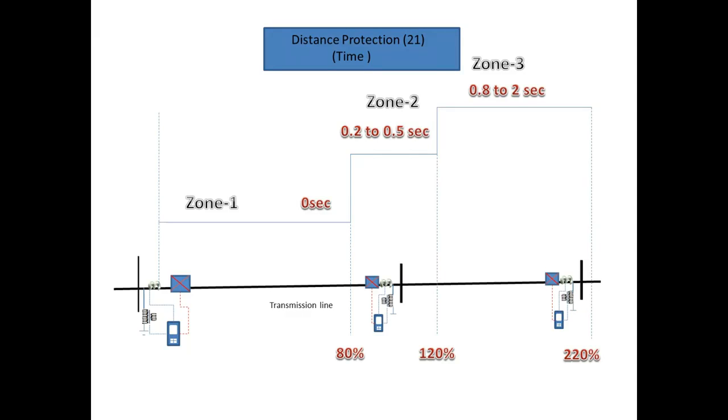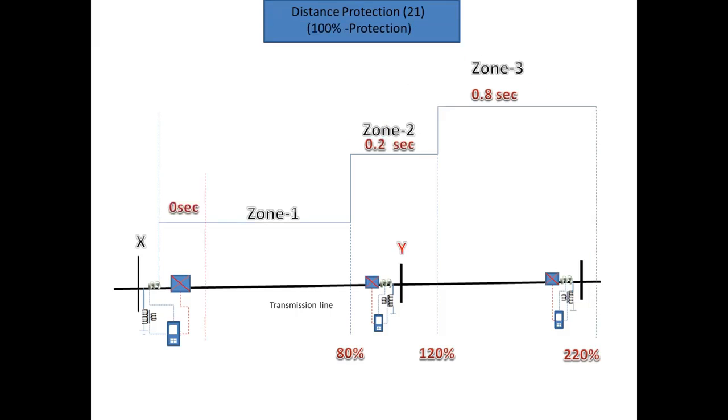If you look deeply at zone 2, the fault may occur on my line also, but we have given a time delay. How do we overcome this disadvantage? In my previous video, I showed the transmission line layout and relay arrangement also. In that, each transmission line will have two relays.